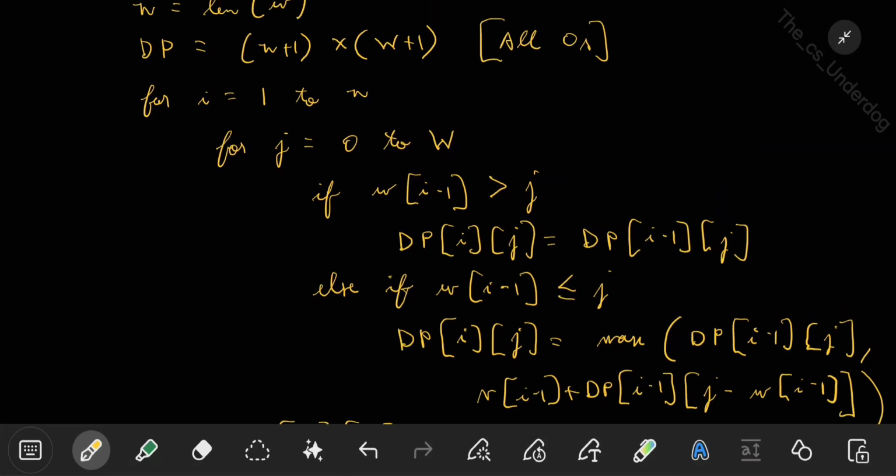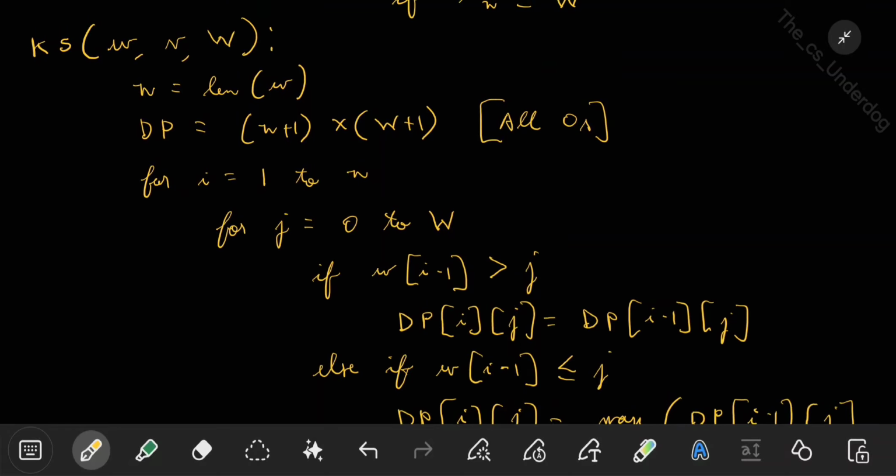Let us just see this algorithm and understand clearly. We'll just have a walkover. That is knapsack of W, V and W. That is first W, this is the array. Next one V is the value array. Third one is the capacity of the knapsack. Then N is equal to length of W, which means N is the total number of elements that are available for selection. Then DP is the matrix you are going to store.